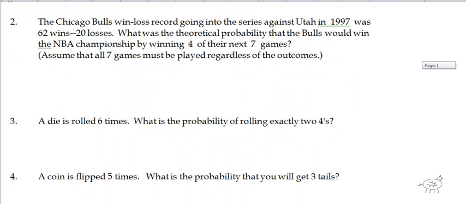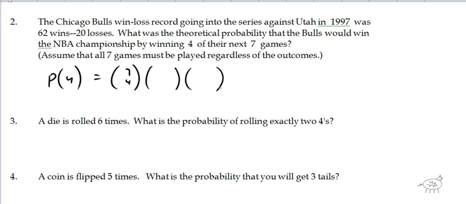Okay, let's look at number 2 here. The Chicago Bulls win-loss record going into the series against Utah in 1997 was 62 wins, 20 losses. What was the theoretical probability that the Bulls would win the NBA championship by winning 4 of their next 7 games? Assume all 7 games must be played regardless of the outcomes. You've got to modify things a little bit. So anyway, I'm saying the probability of winning 4 games of their next 7. So I'm playing 7 games and I have 4 successes.